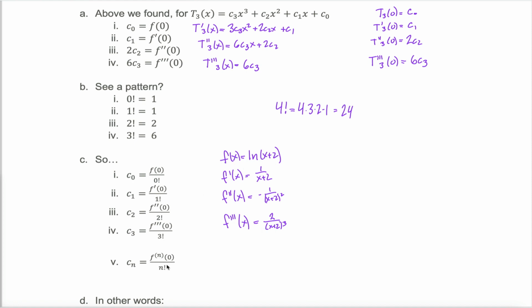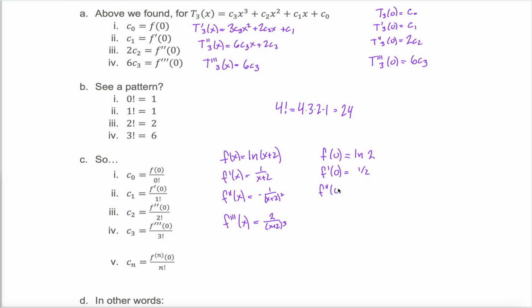But really, if you look at these formulas, it's not f of x or f prime of x or f double prime of x or f triple prime of x I'm interested in. It's f of 0 and f prime of 0 and f double prime of 0 and f triple prime of 0. So what I need to do is evaluate each of these at 0. f of 0 would be the natural log of 0 plus 2. In other words, the natural log of 2. f prime of 0 would be 1 divided by 0 plus 2. In other words, a half.